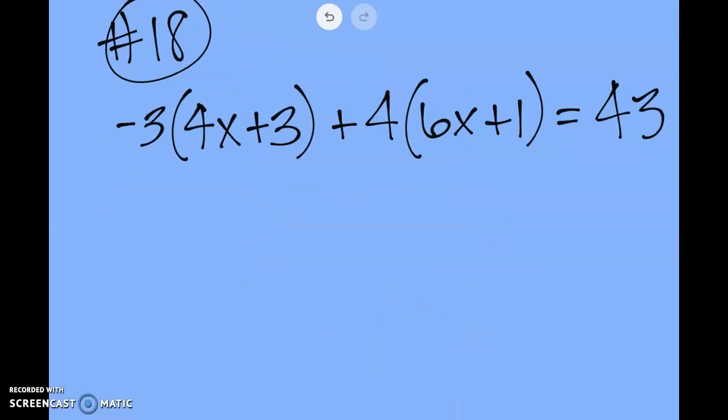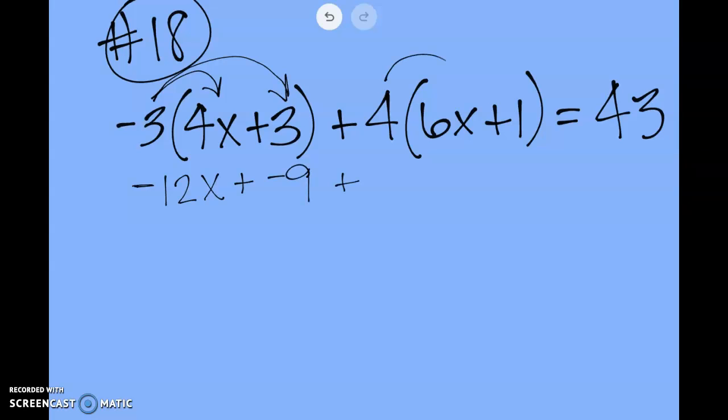All right, the last problem we're going to look at today combines all of the things we've learned this week. We've got distributive property and combining like terms and solving equations with variables on both sides. Well, actually, the variables are only on one side, so let's get started. Notice these parentheses, so we're going to start with the distributive property. I've got negative 3 times 4x and negative 3 times 3. That's negative 12x plus negative 9.